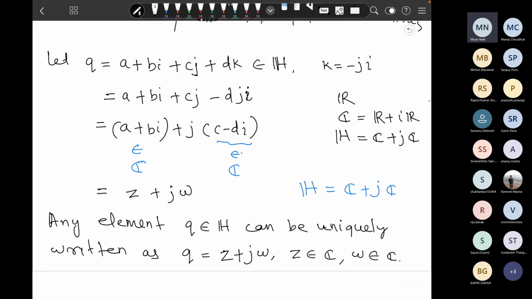Q belongs to H, uniquely written as Z plus JW. Yes. Now you take Q and Q prime and write in this form. Then you multiply using the complex structure, taking J square equal to -1, and multiply these as complex numbers. Are they the same as if you multiply in the quaternion? No, that is not the same. Actually, we will do that multiplication.